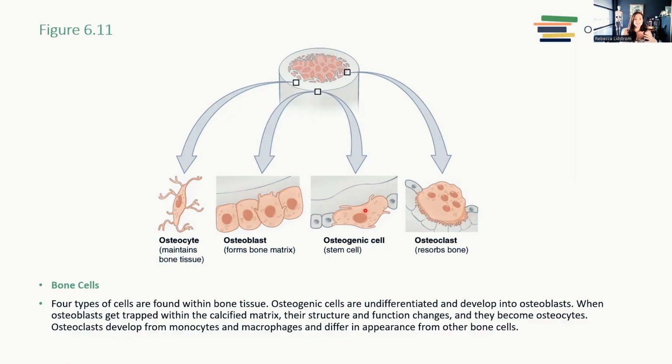Osteogenic cells are going to be stem cells. These cells are really important because they are the cells that are going to differentiate, or what that means is these cells can become what they need to. In this case, they can become osteoblasts, osteoclasts, bone lining cells, or they can remain as osteogenic cells. So these are the four main types of cells that we find inside of the bone.